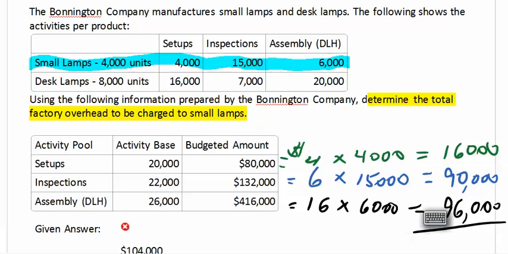So if I add all of these together, I'll have 16,000 plus 90,000 plus 96,000, and I will have $202,000 allocated to the small lamps. Now I could continue farther and consider how much per lamp. I would then take the 202,000, divide that by 4,000, and the cost per lamp would be $50.50 per lamp. Now it didn't ask me that, it asked me the total cost, so 202,000 is the correct amount.